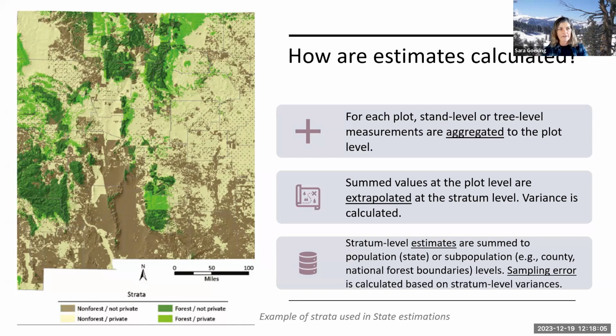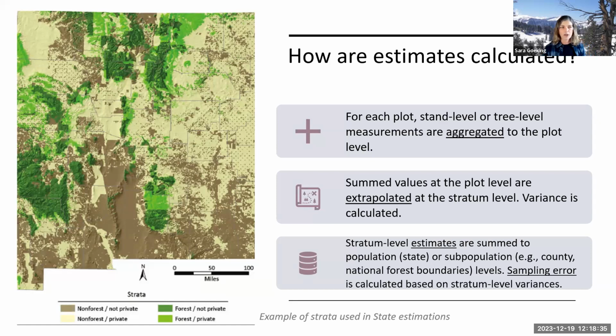So we have this map here. These are our strata. This is not a stratified sample. It's post-stratified estimation, which is different than a stratified sample. And we're doing this to reduce the variance and increase the precision of our estimates of whatever variable, whether it's forest area or number of trees, number of dead trees, growth, things like that.